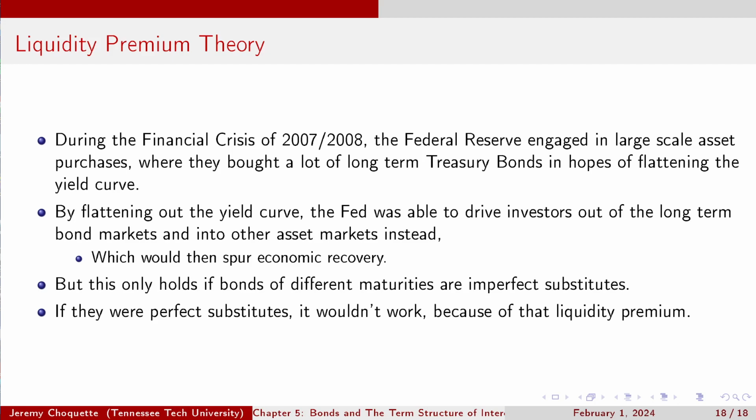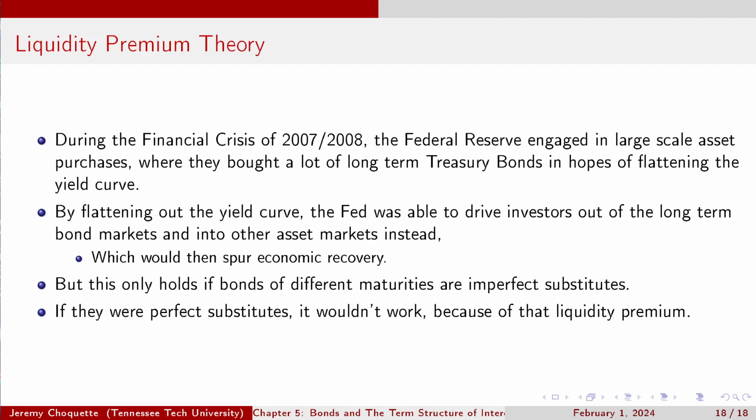So they essentially get driven out of the long-term bond markets and then go into equity markets instead. So like you'd see the S&P 500 increase a little bit after monetary policy of these types, because what it's doing is it's pushing people out of these long-term bond markets. Now, if short and long-term bonds were perfect substitutes, that wouldn't work because of that liquidity premium that we have.